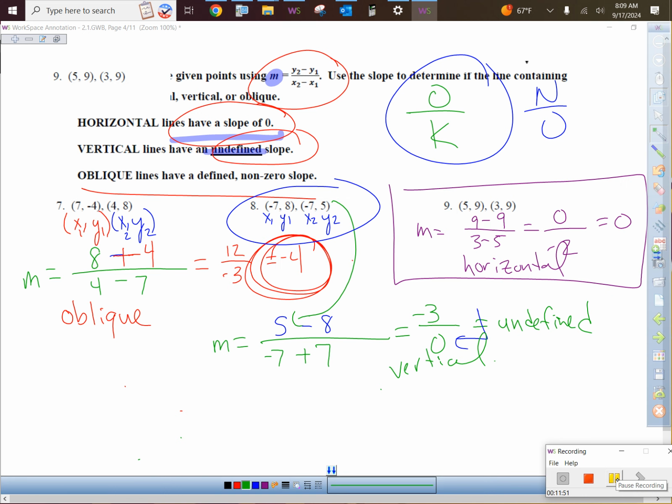So why don't you try the rest? I need to say this again. So I did 9 minus 9 over 3 minus 5, which is 0 over negative 2, which turns out to be 0, and that is horizontal.